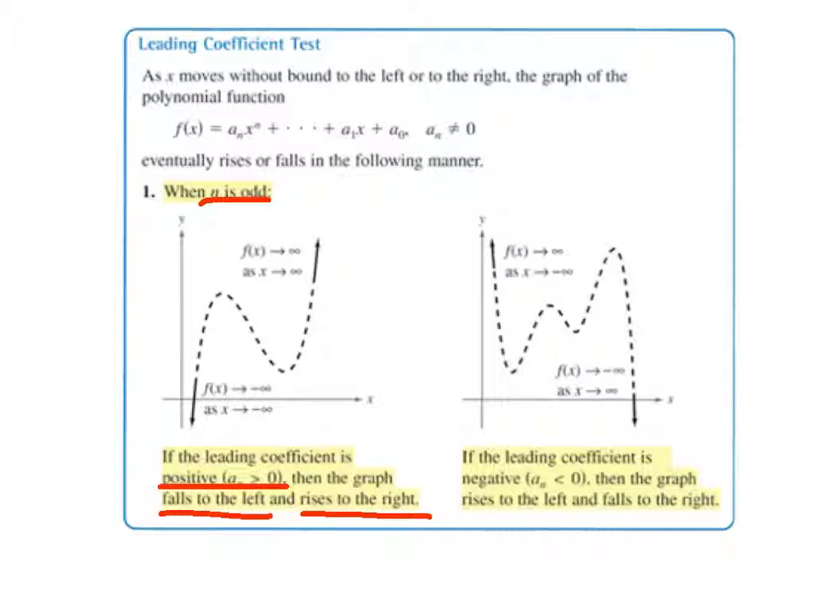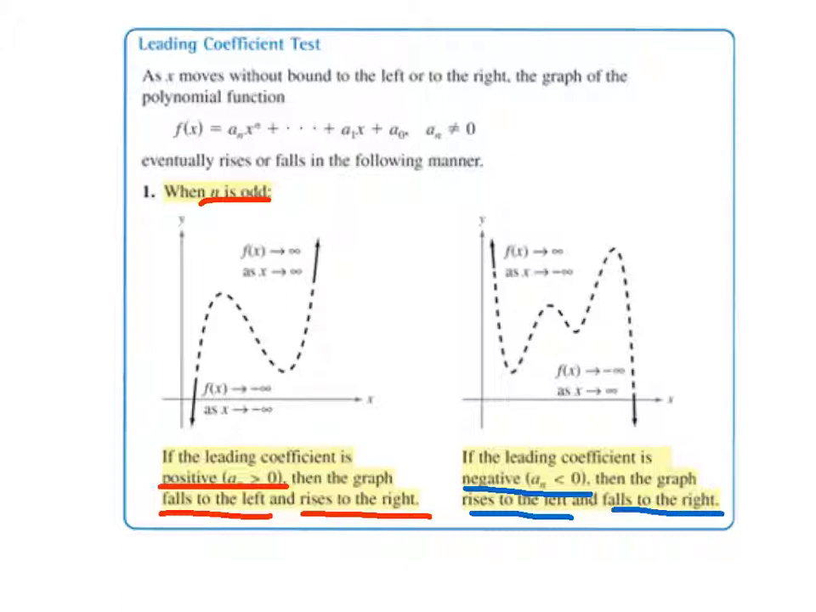Now if your function is still odd, but your leading coefficient is not positive, then your graph is going to be doing something else. It's going to be rising as you go to the left and falling as you go to the right. So whenever your leading coefficient is negative, your graph rises to the left and falls to the right.